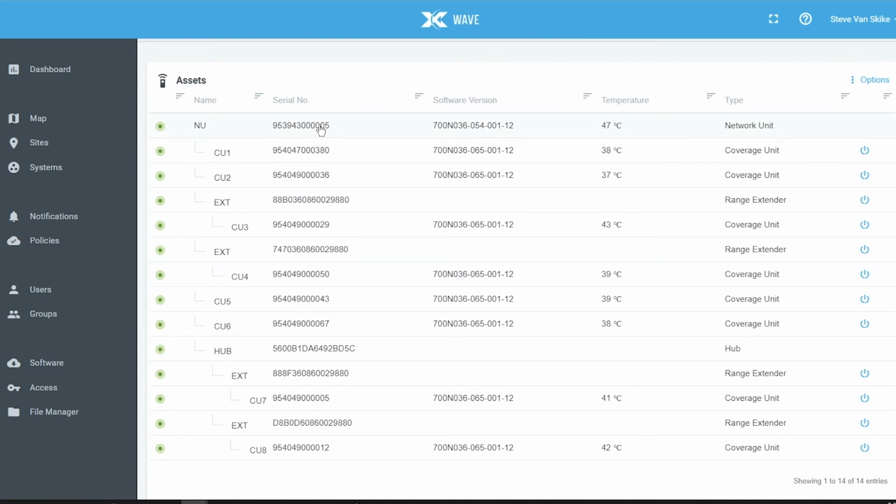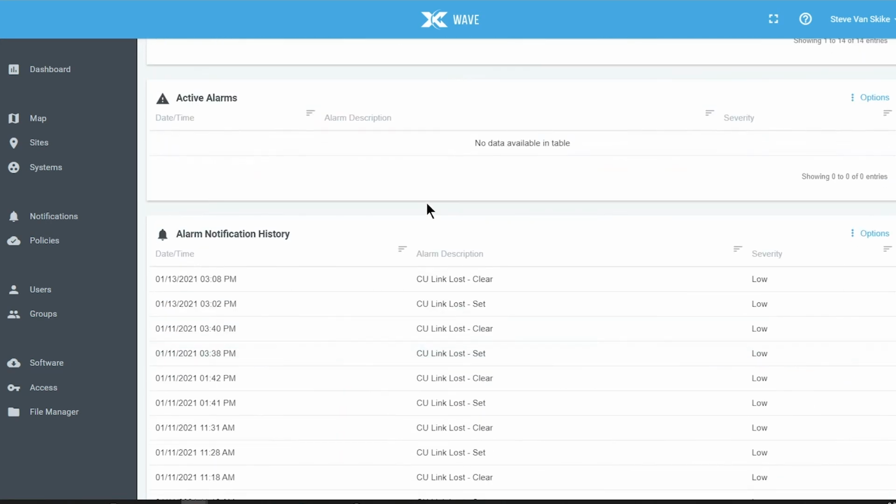Then I'm going to check out all the hardware. Am I seeing all of my coverage units? If I have a hub, it'll be shown. If I have extenders for coverage unit cables, they will be shown. Further down, I can check to see if there are any active alarms. If there is, and I select it, it'll bring up a window on how to resolve that alarm.